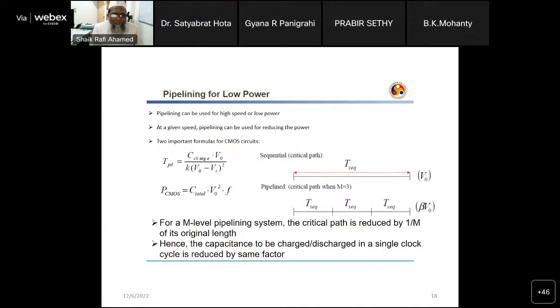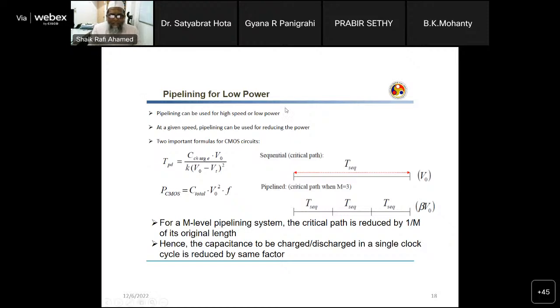One of the applications of pipelining is to increase the throughput, to reduce the critical path. There is a second application of pipelining. We can use this for low power also. In applications where speed is not required, like biomedical applications, if you want to process ECG, EEG and all, they are low frequency signals. We don't need high speed.